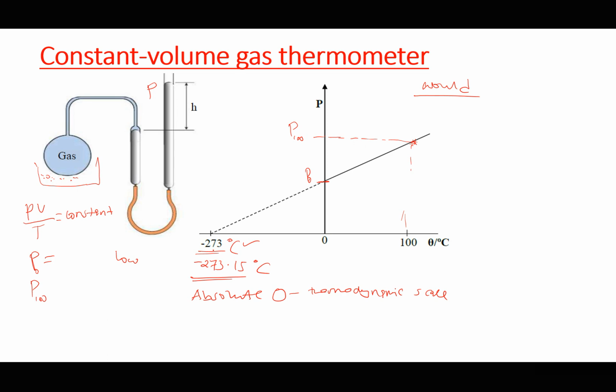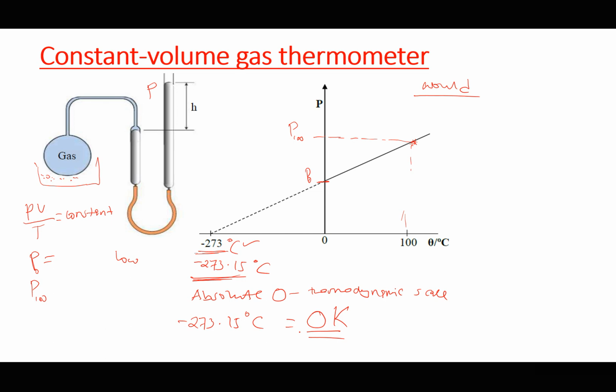Remember I said for lower pressures of the gas, the exact value is approximately -273.15 degrees Celsius. So many times we shall use either -273 or -273.15. And this temperature, -273.15 degrees Celsius, is the same as 0 Kelvin. So it is considered to be absolute zero on another scale which we are going to define as the thermodynamic scale.